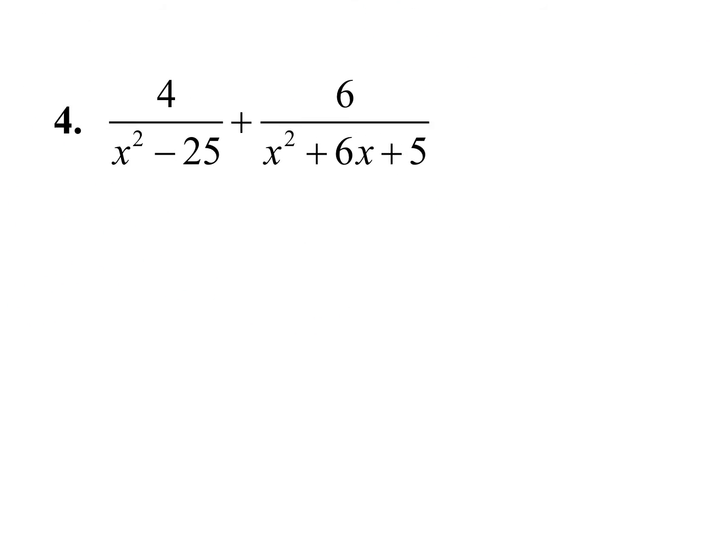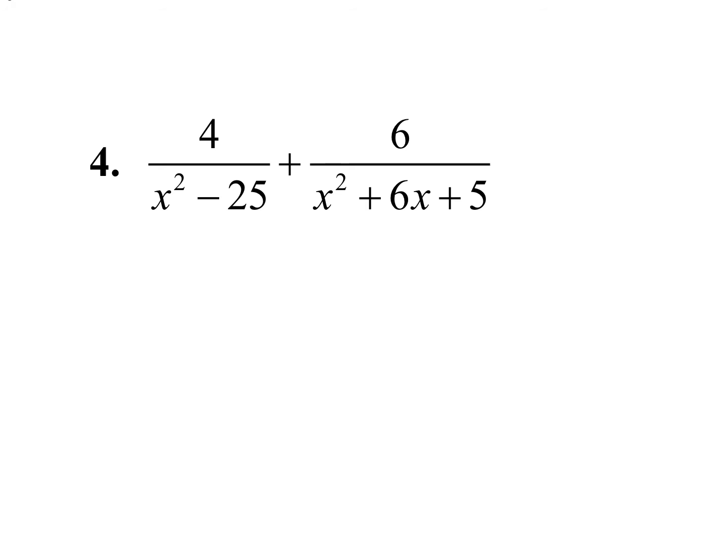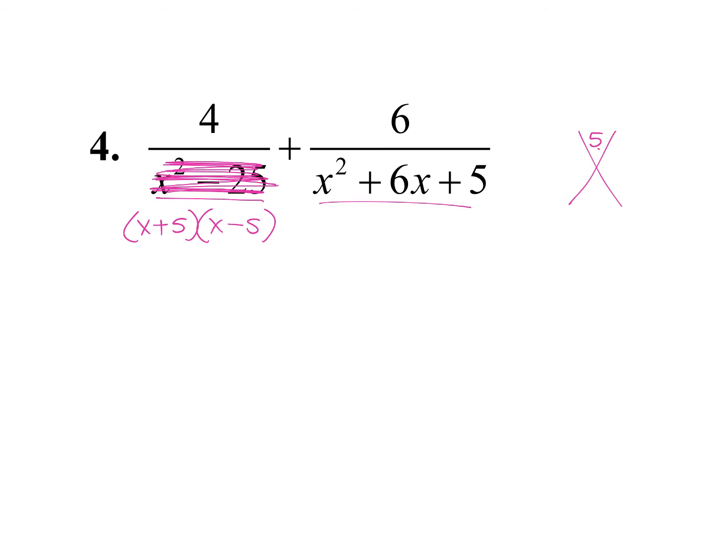Okay, number 4. What do you do first here? Star method or difference of squares for the first one, right? X squared minus 25. Right. Is going to look like that. Okay, so this goes away, and we treat it as x plus 5 times x minus 5. This one you're going to do star method for. So what can you multiply to get 5 that you can add to get 6? 5 and 1. So x plus 5 times x plus 1.